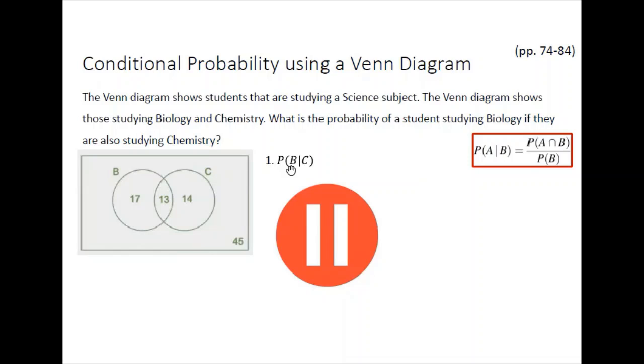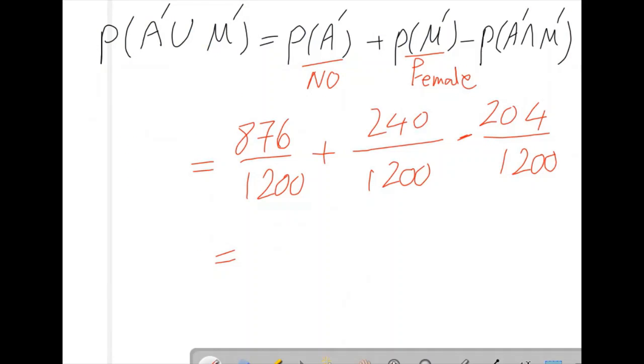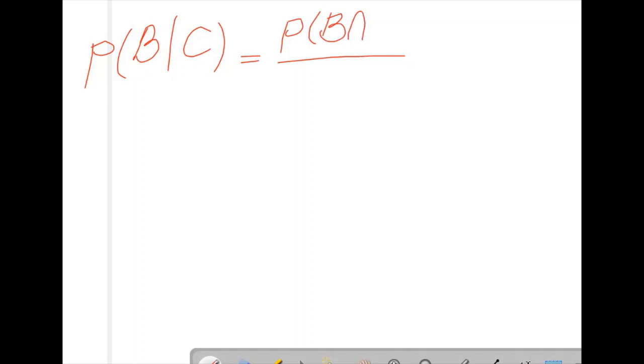So what is this probability? The probability of studying biology given that studying chemistry is the probability of the intersection divided by the probability of C, the conditional part.